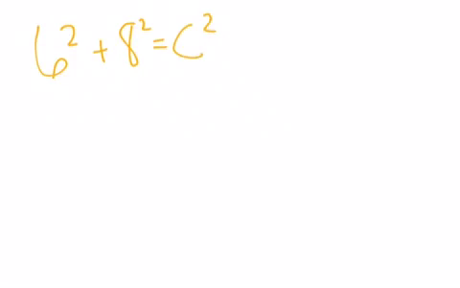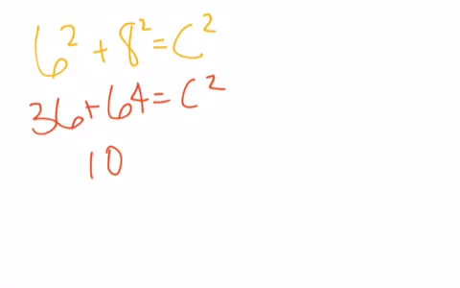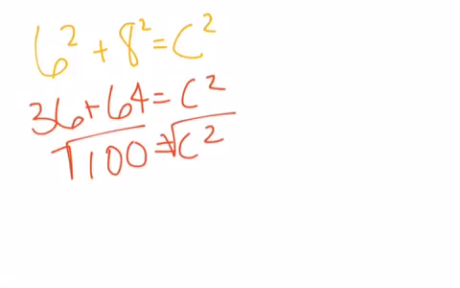All right. It's 36 plus 64 equals c squared. That's going to be 100 equals c squared. The inverse, we're going to take the square root of both of these. So 10 equals c. So the oblique segment is going to be 10 units.